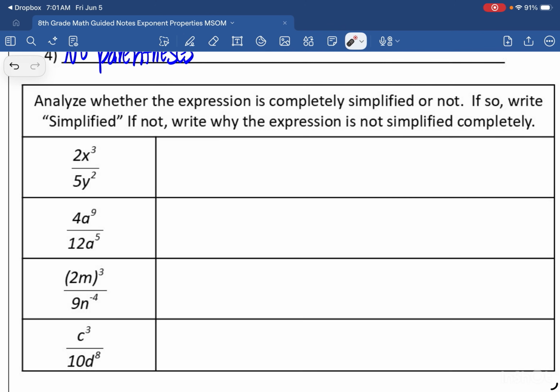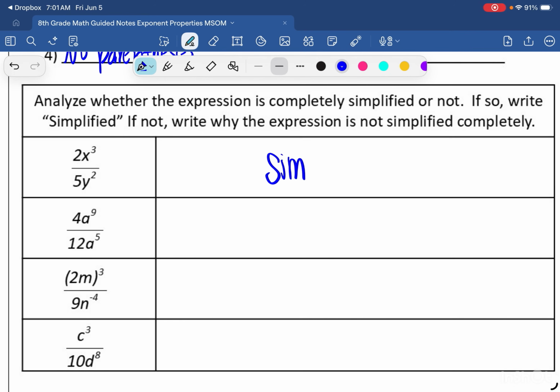So if I'm looking at this right here, I have no negative exponents. I have all my numbers in my simplest form, meaning I can't reduce these at all. All powers with like bases are combined, and there are no parentheses. So this expression is already simplified.